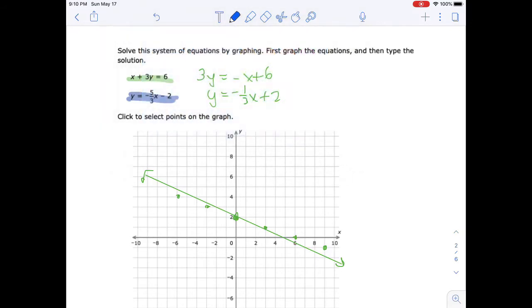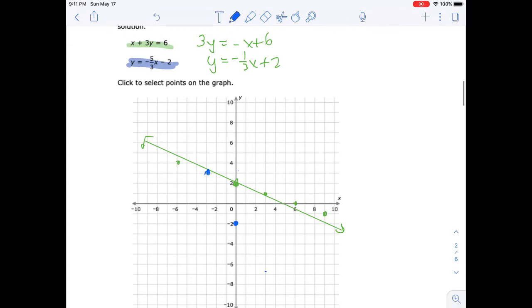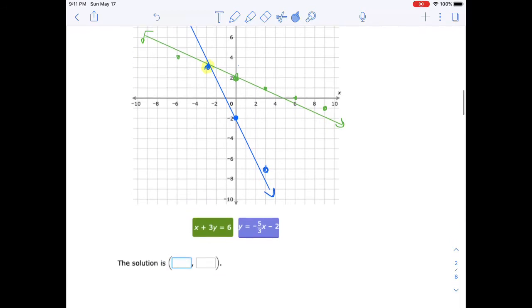And then blue is already in slope-intercept form. It starts at -2. Up 5, over 3. Graphing that, it looks something like that. Hopefully in IXL you'll be able to graph a little bit better than I'm graphing. They intersect at that point that I have highlighted, which is -3, 3. X is always first. Test it out. -3 plus 9 is 6. -3 is 5 minus 2 is 3. So that works.